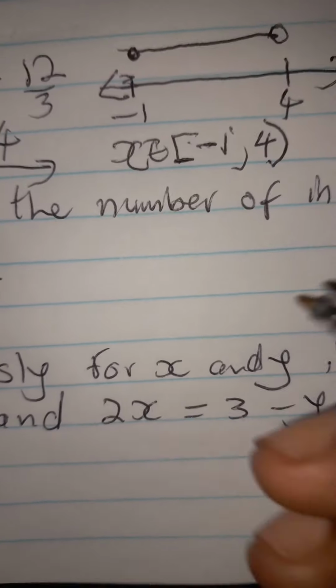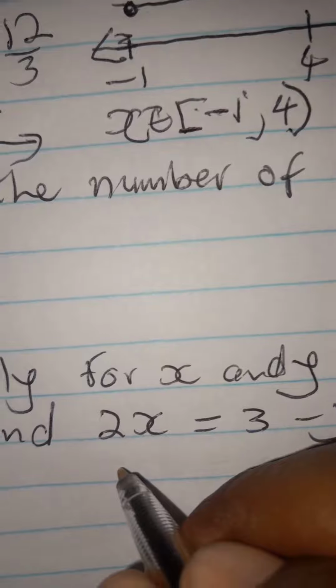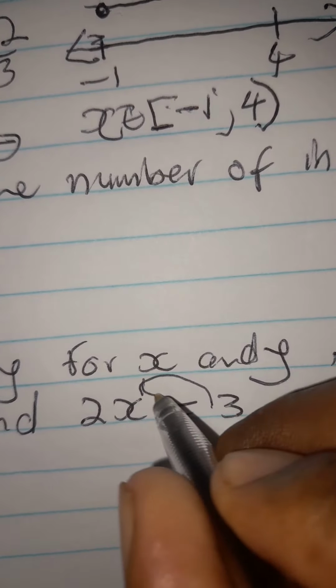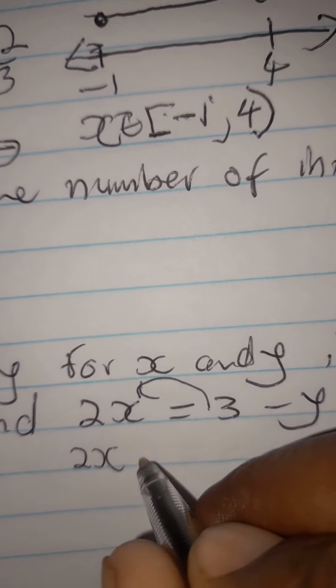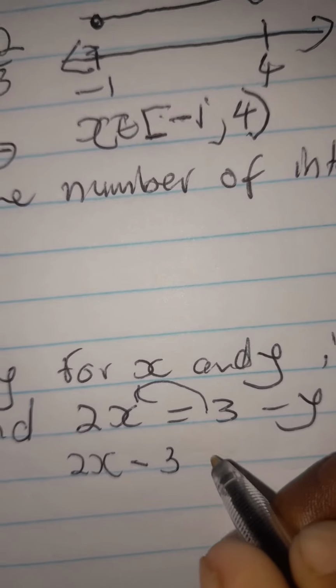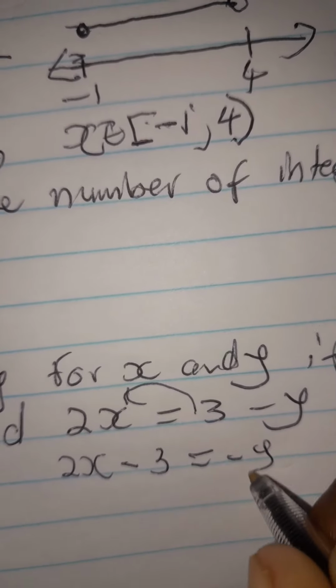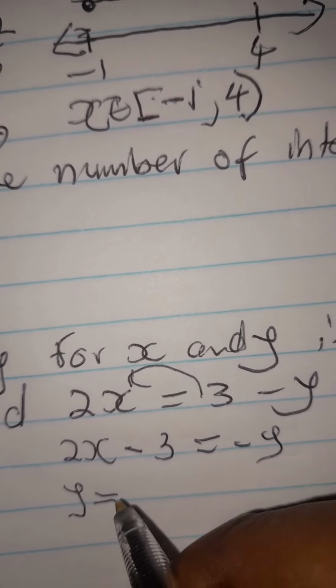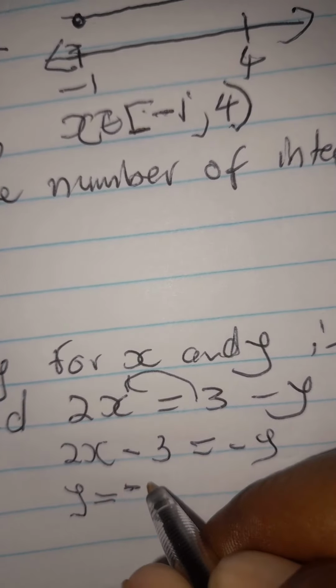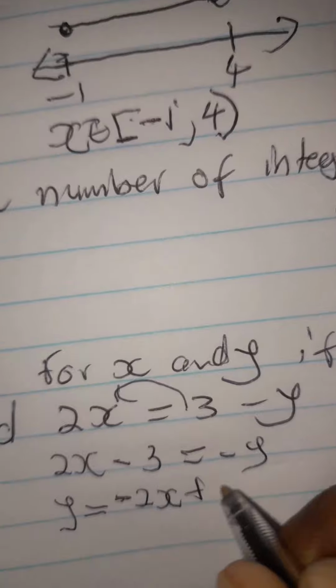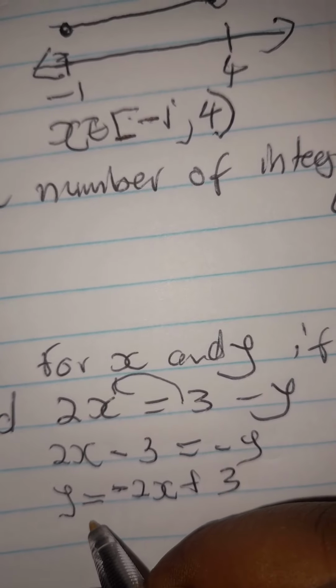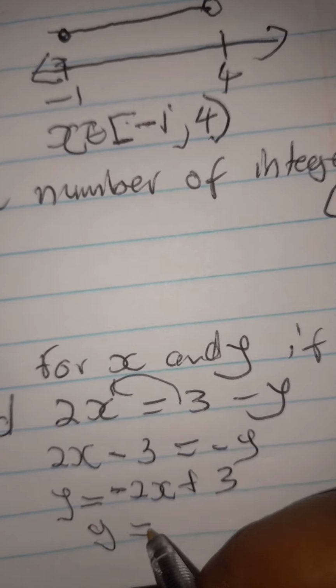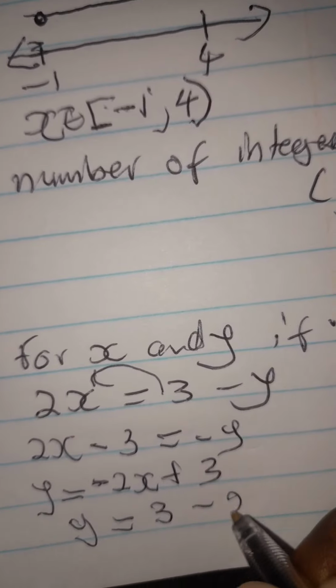First thing first, what I will advise here, you can just take 3 to the other side. It could be 2x minus 3. This is positive, right? Then we have negative y. So the subject can never be negative. Divide both sides by negative, it becomes positive, and x will be negative 2x, as well as this 3 will be positive. So to write it in a standard manner, it will be y equals 3 minus 2x.